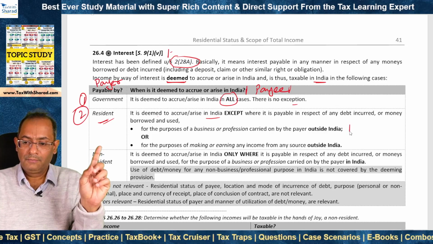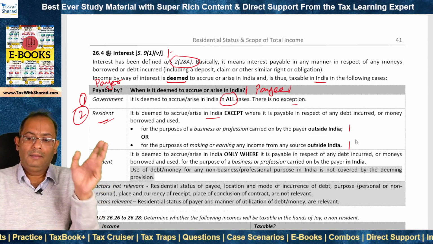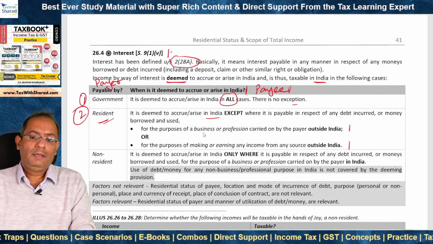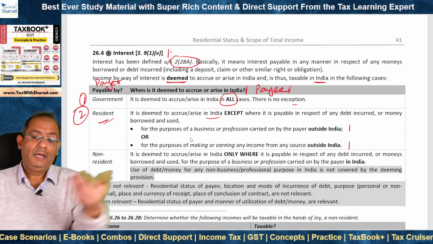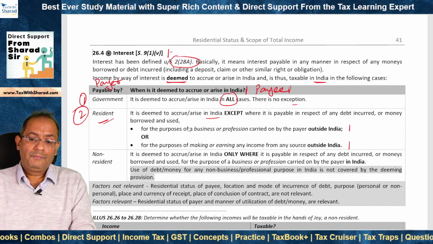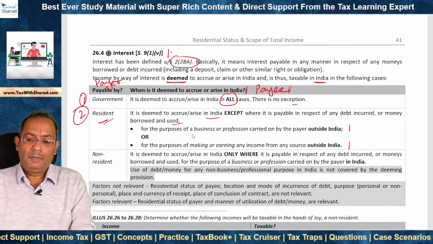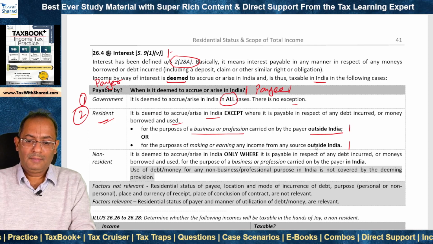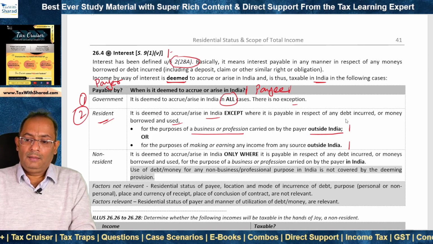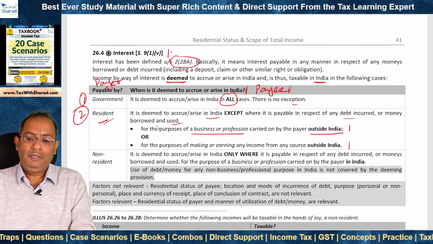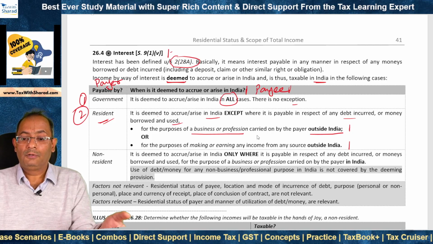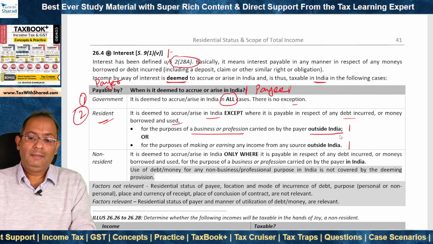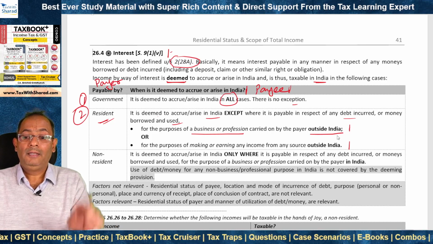However, there are two cases where the interest income is not deemed to accrue or arise in India. What are those two cases? Where the payer, that means the resident who has borrowed the money, has used the money for the purposes of a business or profession carried on by him outside India. So where the debt has been incurred or money has been borrowed and used for the purposes of a business or profession carried on by the resident payer outside India, in that case, income will not be deemed to accrue or arise in India in the hands of the payee.